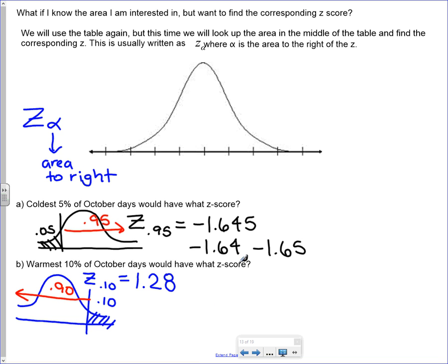Then the warmest 10% of days, that would mean the upper 10%, so Z sub 0.10, but we're going to look up the lower 0.9. So we'd look that up in the chart and you should get a 1.28.